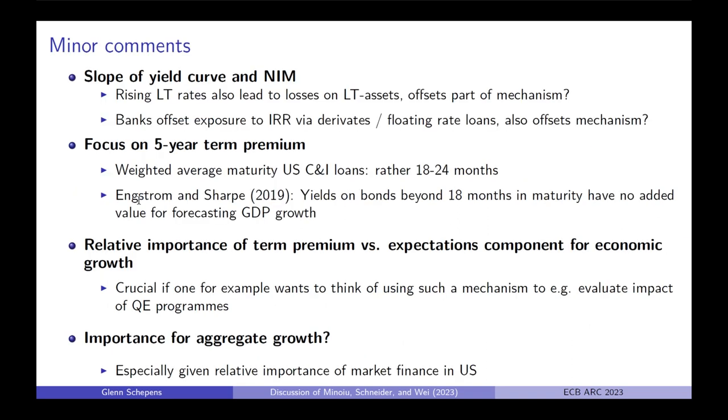Apart from that, the only other comments I have are really more minor compared to these. Maybe I only pick out the very last one. In the end, if you want to say something about the slope of the yield curve and aggregate growth, it's interesting that you're doing this exercise for the US, because I always think of the US as mainly being a market-based finance type of economy. So you can question how important this type of channel would be in this economy. On the upside, if it's already quite important here, then you're potentially capturing a lower bound. So that would be good news for the paper from that perspective.